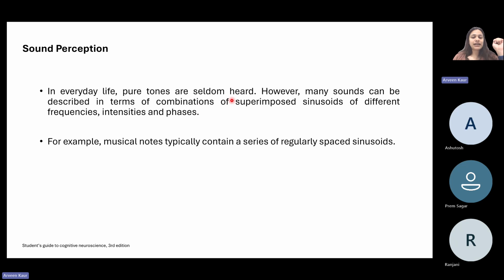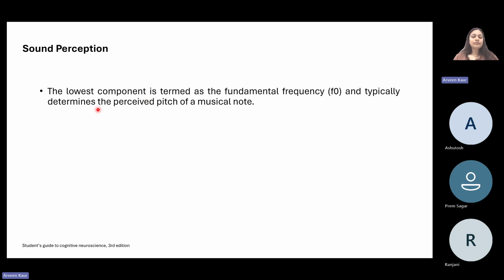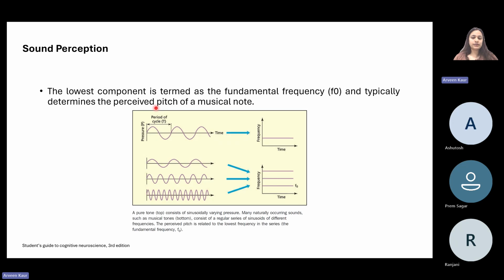In everyday life, pure tones are seldom heard, right? However, many sounds can be described in terms of combinations of superimposed sinusoids of different frequencies, intensities, and phases. For example, musical notes typically contain a series of regularly spaced sinusoids, right? The lowest component is termed the fundamental frequency or F naught, and it typically determines the perceived pitch of a musical note.